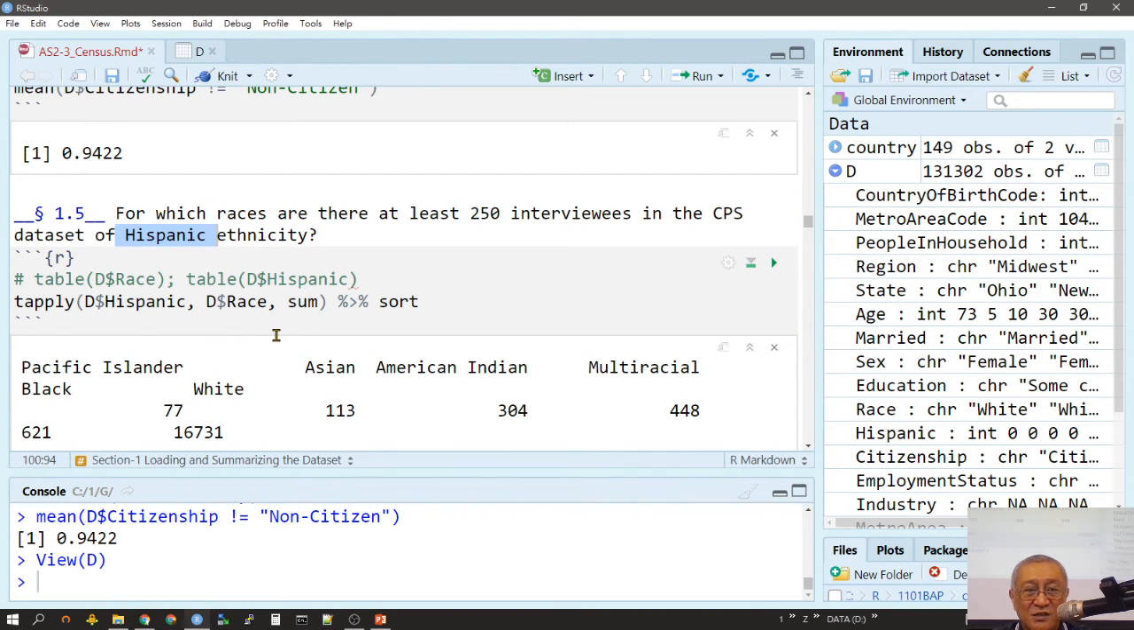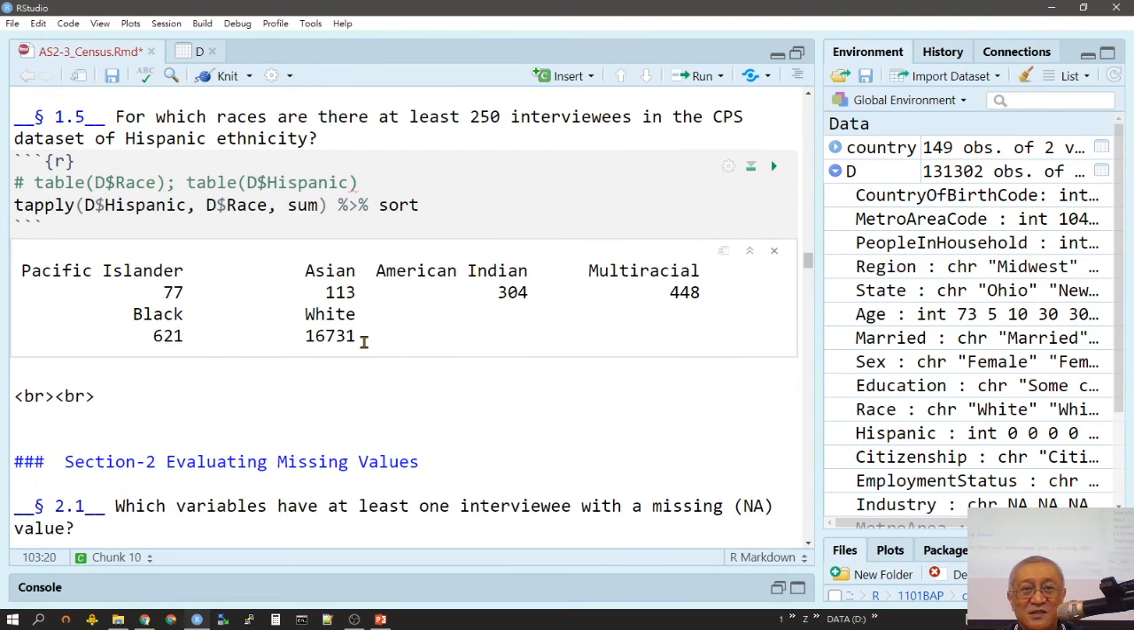We simply do a sum by race. I want to count the number of Hispanic by race. Again, it's tapply, and then you sort it to see that. So this is the number of Hispanic in each race. Now he's asking for which race has at least 250. So these 4 races: American Indian, multiracial, black, and also white.